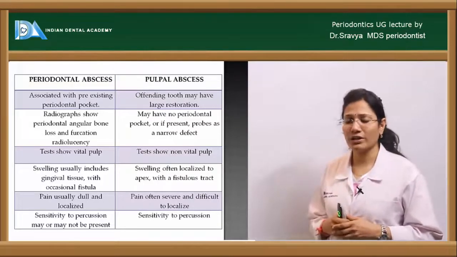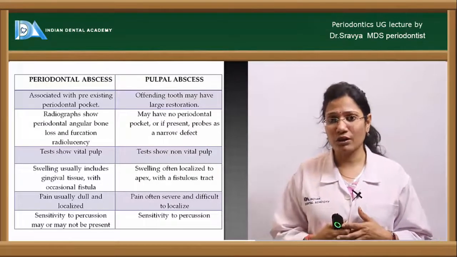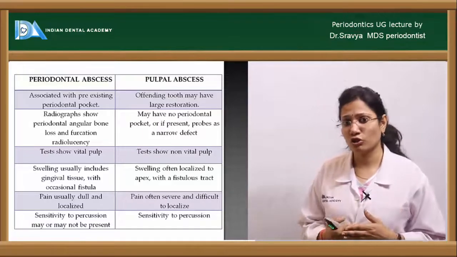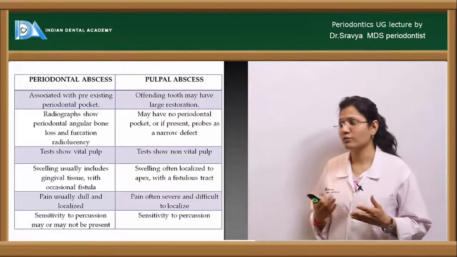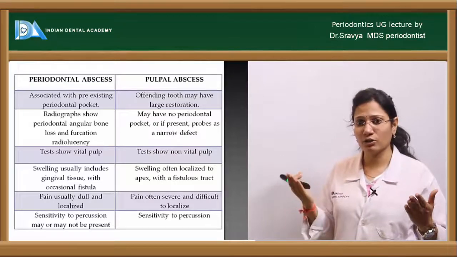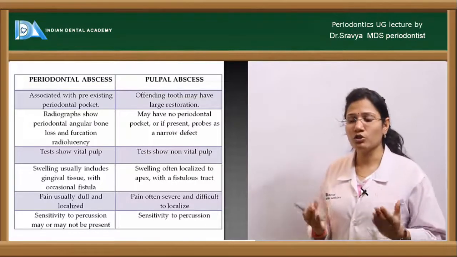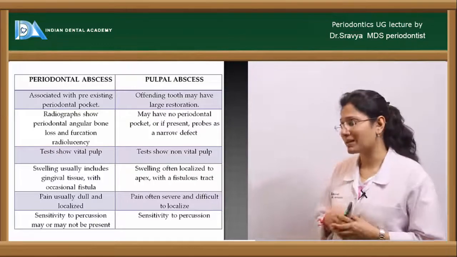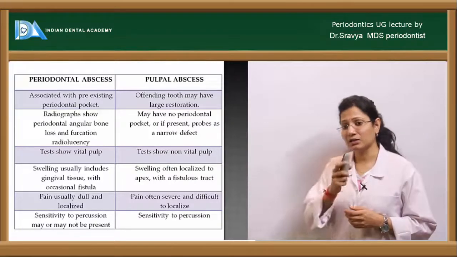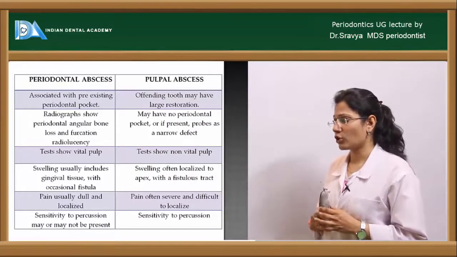The second point is that when you take a radiograph of a periodontal abscess, there might be an evident horizontal or interdental bone loss, or a furcation involvement, or an angular pattern of bone loss, whereas a pulpal abscess will show some pathology in the periapical area, and it does not show any presence of periodontal pockets.